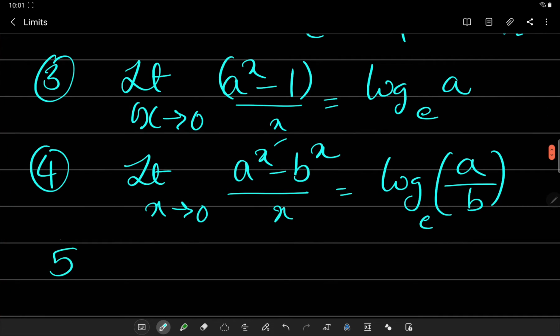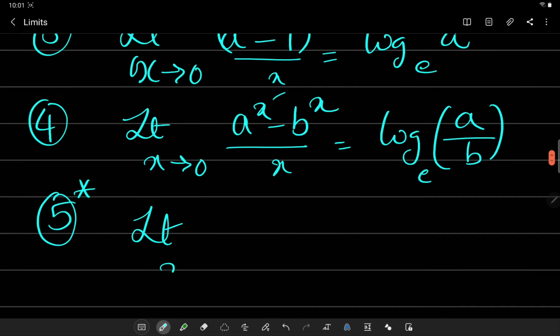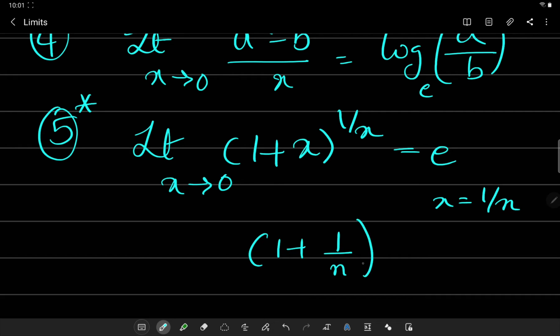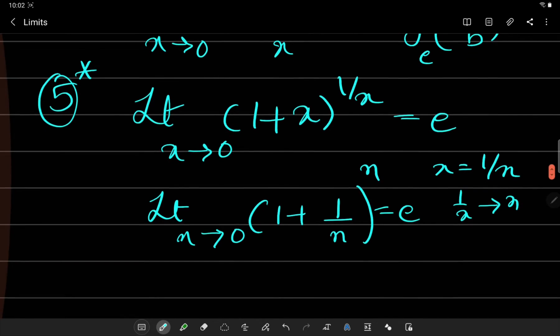Now here comes the most important formula. This has practically many problems in ESET. Limit x tends to 0 of (1 plus x) whole power 1 by x is e. If I interchange x with n, or substitute x equal to 1 by n, it will be limit of (1 plus 1 by n) whole power n. If x is 1 by n, 1 by x will be n. So this limit also will be e.